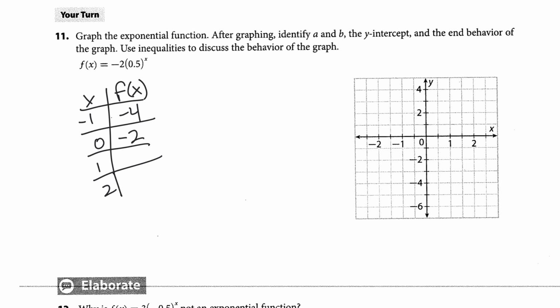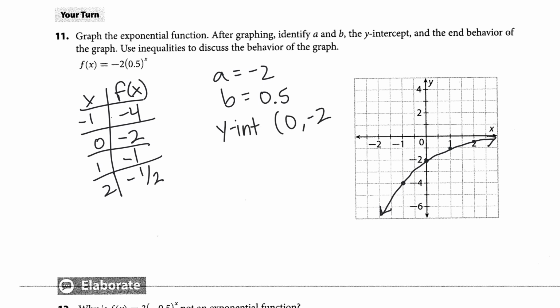To the first power, it would leave it as 0.5. -2 times 0.5 is -1. To the second power, a half turns into a fourth, and a fourth of -2 is -1/2. Then we will graph them: -1, -4; 0, -2; 1, -1; and 2, -1/2. Then put your curve through there. A is -2, B is 0.5, the y-intercept is at 0, -2.